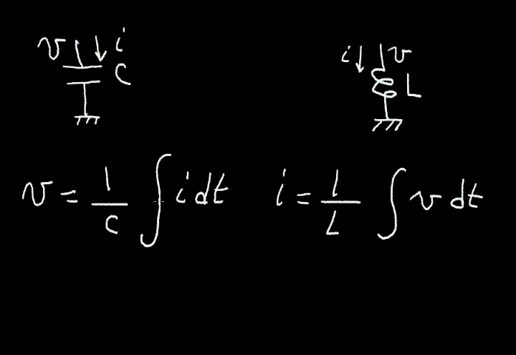Now notice the equations for the capacitor and the inductor are of a very similar form. For the inductor, the L replaces the C, and current and voltage are swapped. So what does this term here mean? Integral of I dt. Let's investigate that.